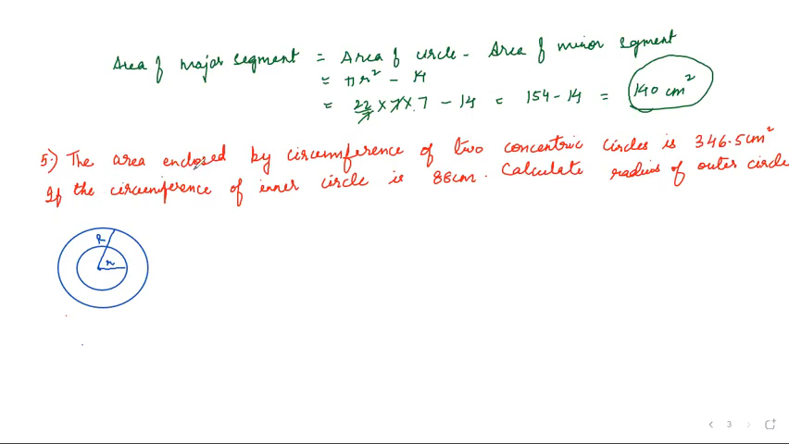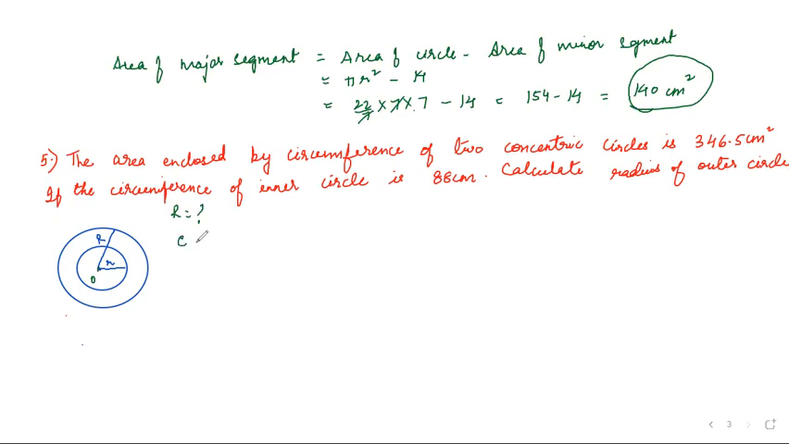Now coming to the last question, the area enclosed by circumference of two concentric circles. Concentric circles are the two circles with the same center O. So 346.5 is the area enclosed. If the circumference of the inner circle is 88, find the radius of the outer circle. So basically we need to find capital R.